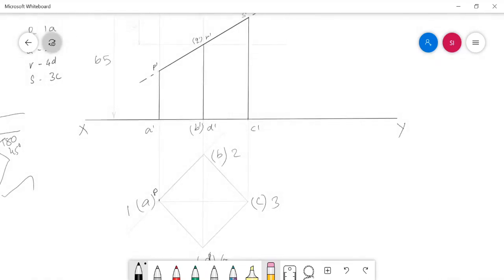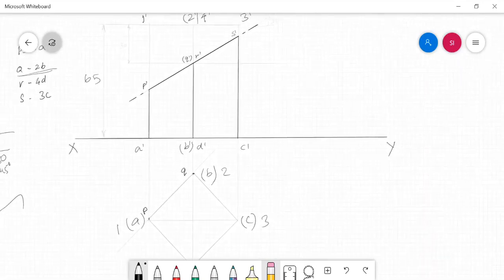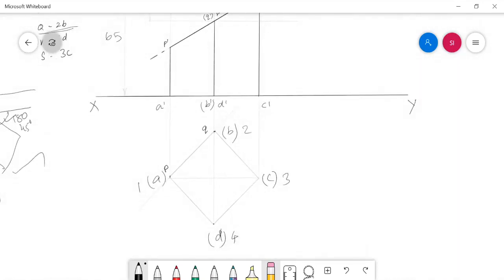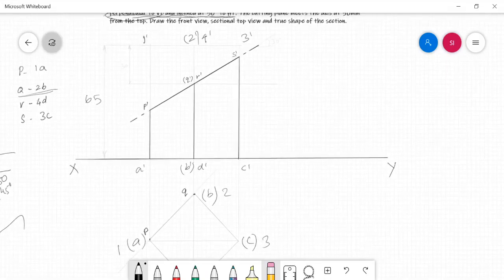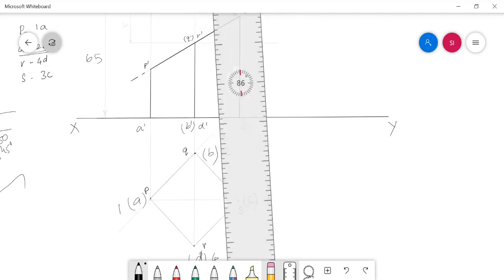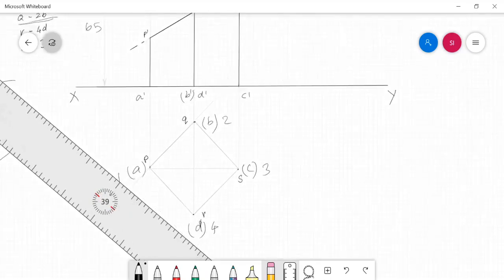And in the same way, if you project Q, in the top view the location of Q is 2B, so the 2B is also just like a point. Here you can mark the Q. And the same way, point R in 4D and point S in 3C. Now first you need to connect all the cut points with the HB pencil.